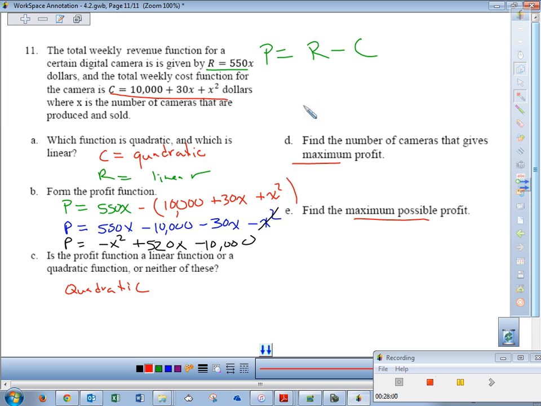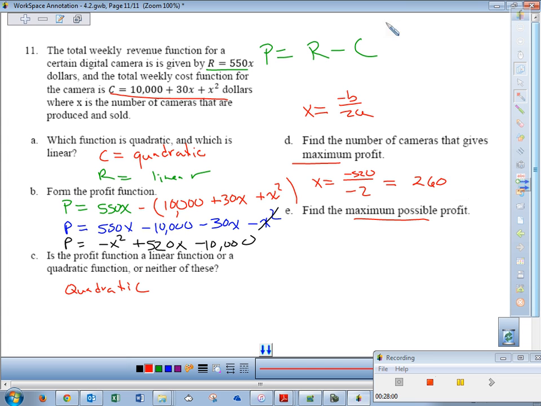How do you find the x value of the vertex? Opposite of b over 2 times a. So x equals negative 520 over 2 times a, which is how much? Negative 2. What do you get? 260. That's the x value of the vertex.